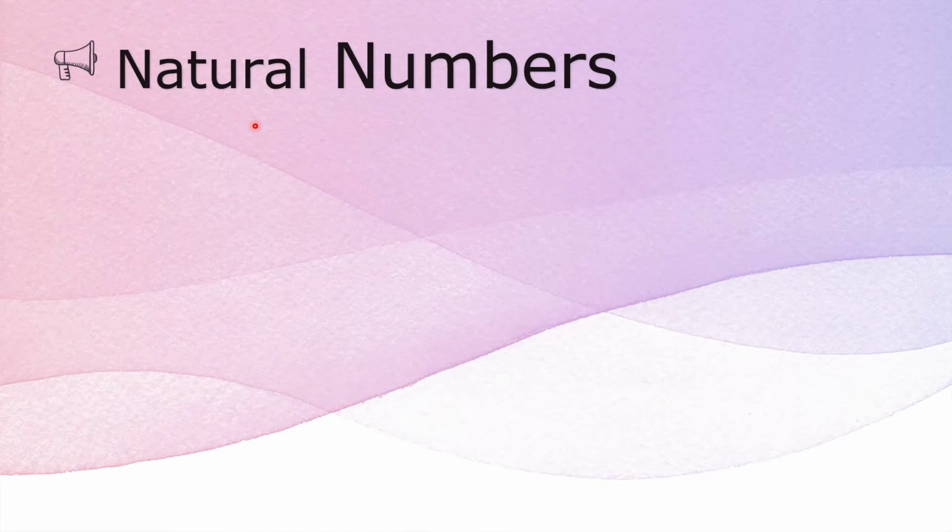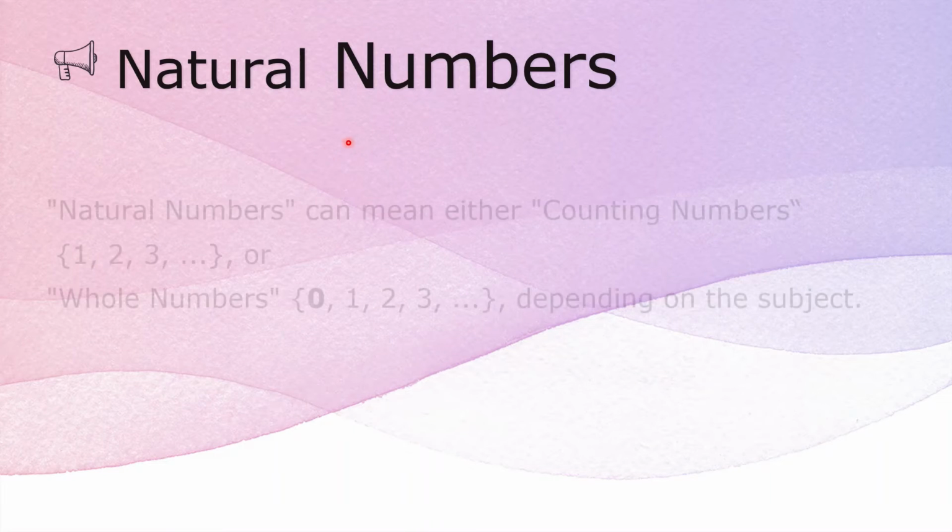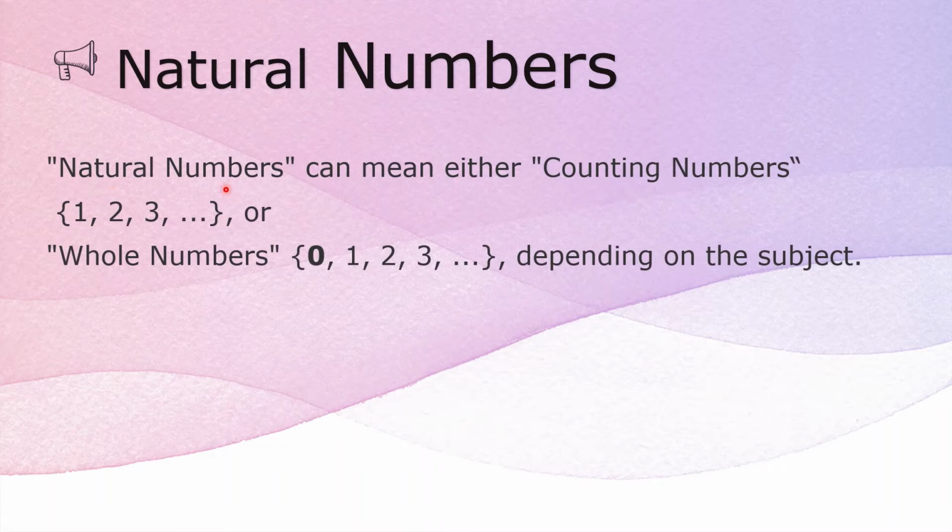Let's proceed to natural numbers. Sabi dito, yung natural numbers can either be counting numbers or whole numbers, depending on the subject. So, natural parang wala lang. Hindi naman na wala lang. It's just either the two of these. Alright? Just the two of these. The whole number and the counting numbers. The example is given.